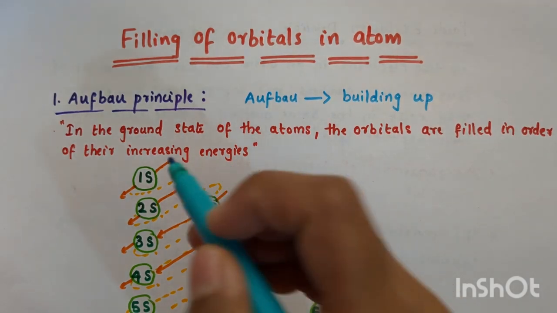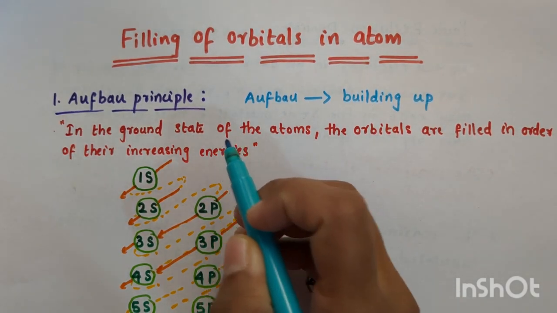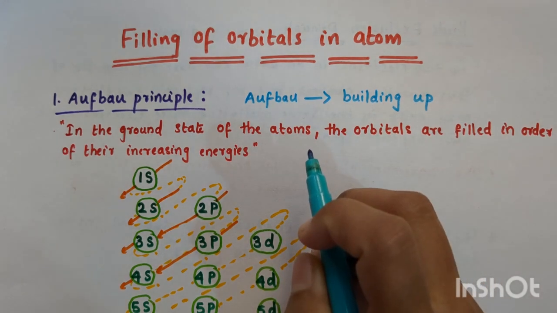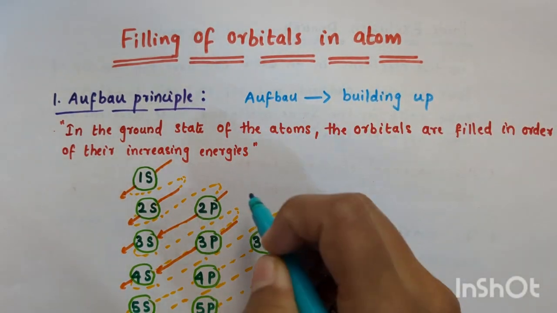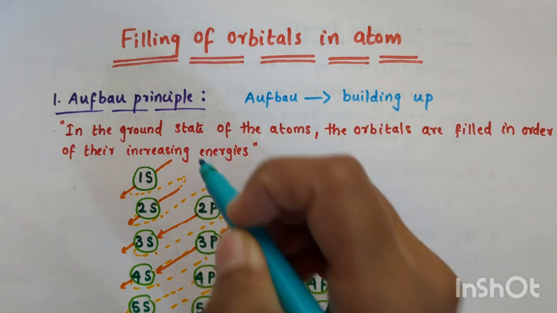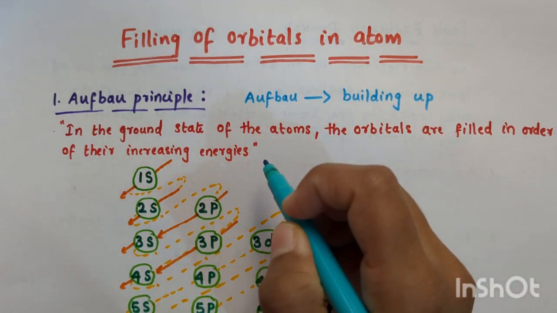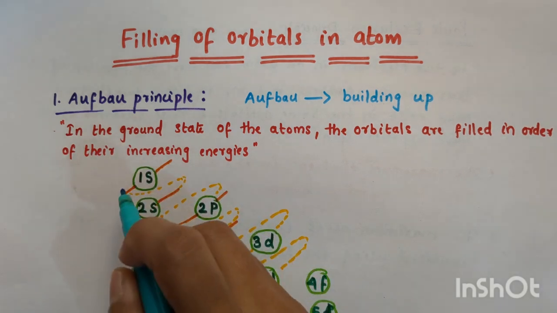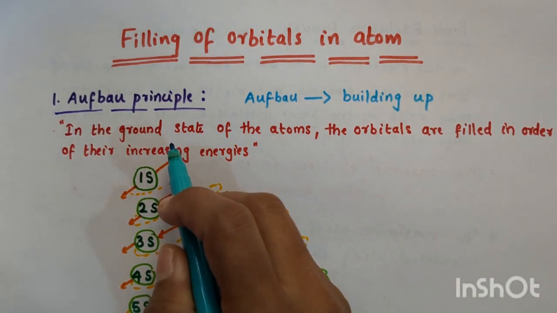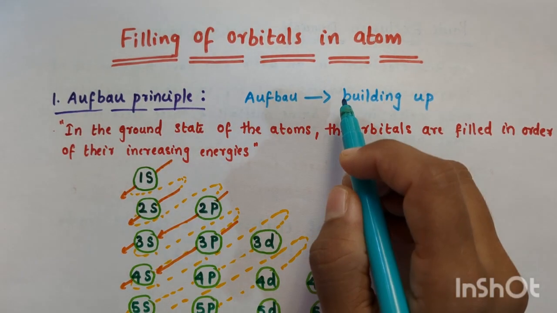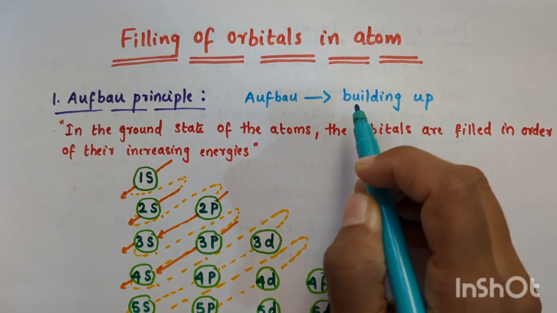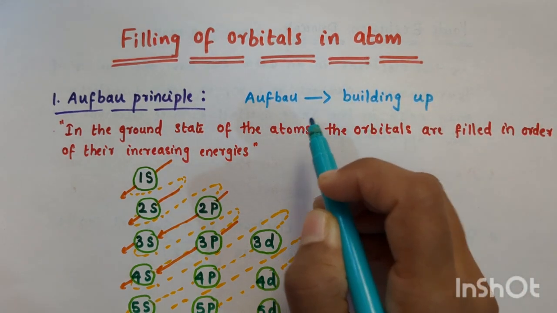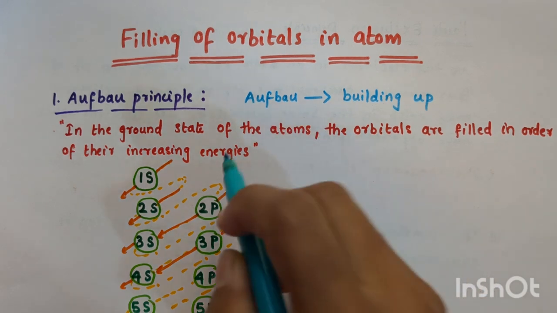So you see, the filling of electrons into the orbitals of different atoms takes place according to the Aufbau principle, which is based on the Pauli's exclusion principle, the Hund's rule of maximum multiplicity and the relative energies of the orbitals. So let us first talk about the Aufbau principle. The word Aufbau is actually a German word which means building up. Building up of orbitals means filling up of orbitals with electrons.